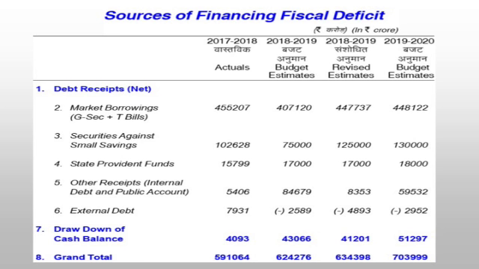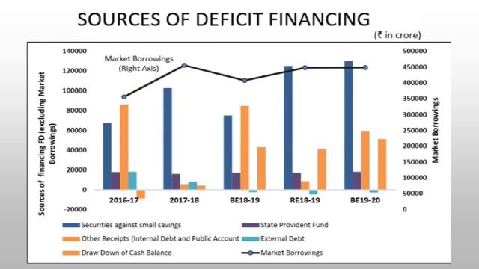Then the second biggest amount borrowed is from securities against small savings, the public account. It's not the Consolidated Fund. Market borrowings is from the market. This is from the small post office savings. How much is it? Almost 1.3 lakh crores. Then state provident fund. Then other receipts and external debt. And if you see, we are not depending on any external debt nowadays. So the biggest borrowing is market borrowings, followed by small savings. Now let us try to see this in the form of a graph.